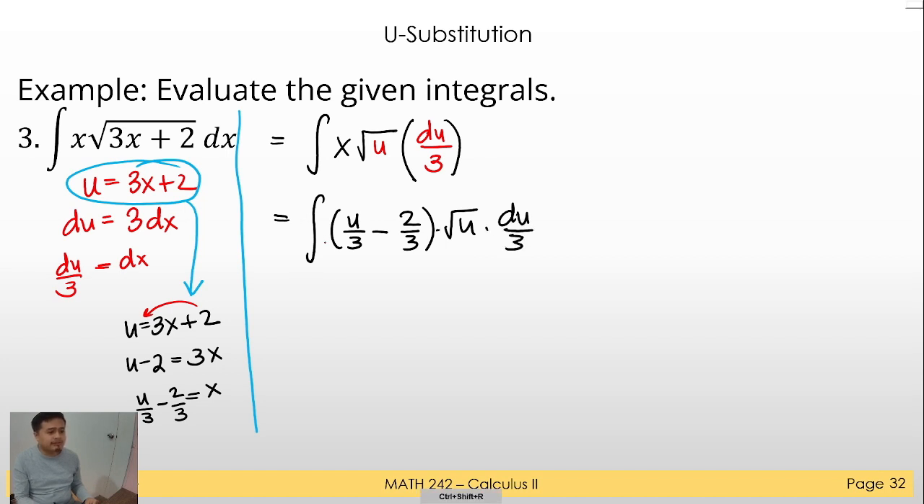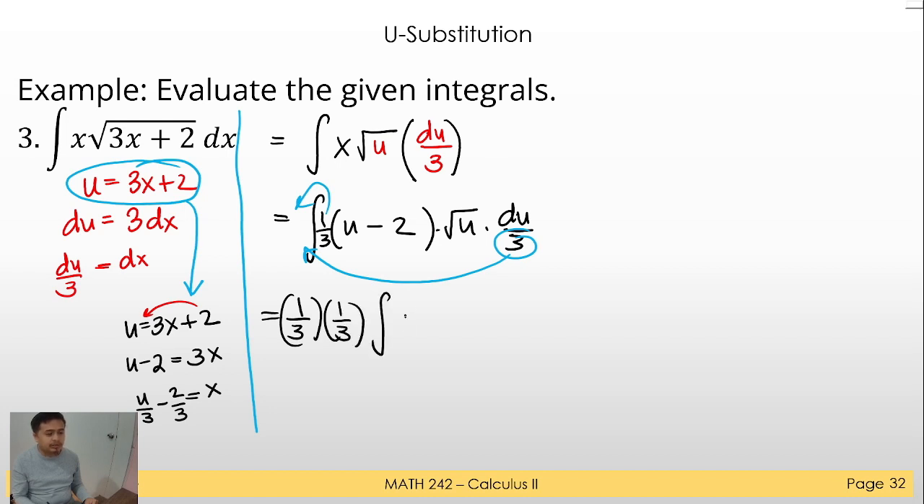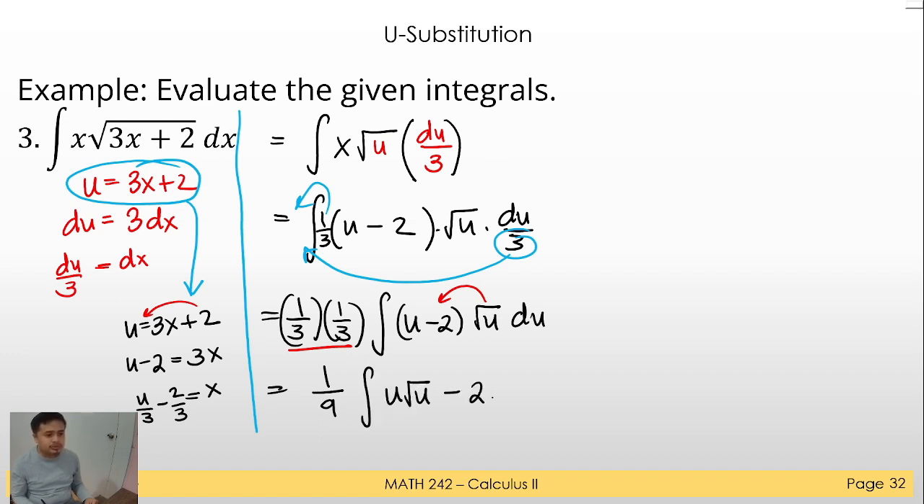Okay, so simplifying this, actually we could simplify this by factoring out this 1/3. So factoring out this 1/3, we have this u minus 2, and then 1/3, and also this one. So we have 1/3 times 1/3 the integral of u minus 2 times the square root of u du. Now, distributing the square root of u as well, and then simplifying this, we have 1 over 3 times 3 is 9, the integral of u square root of u minus 2 square root of u, okay, du.